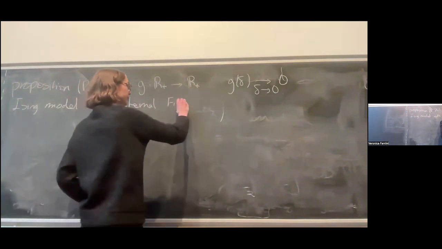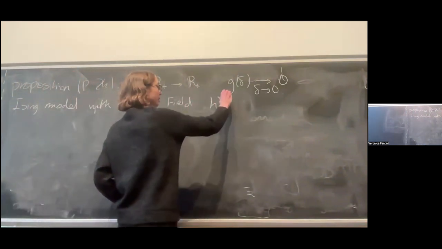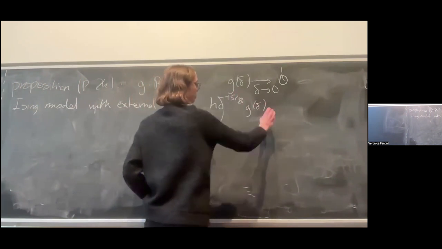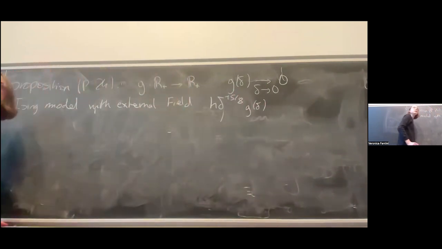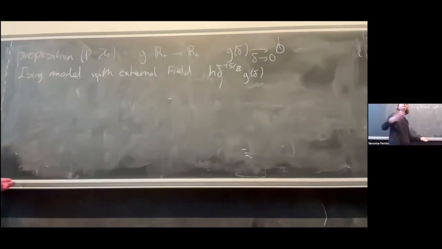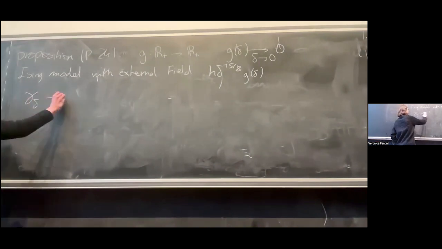And you still take h δ^{15/8}, but now you multiply by g(δ). So you're going to 0 faster than δ^{15/8}. And you ask the same question. So you have Dobrushin boundary condition, you have an interface. What happens to the interface when you take the scaling limit?